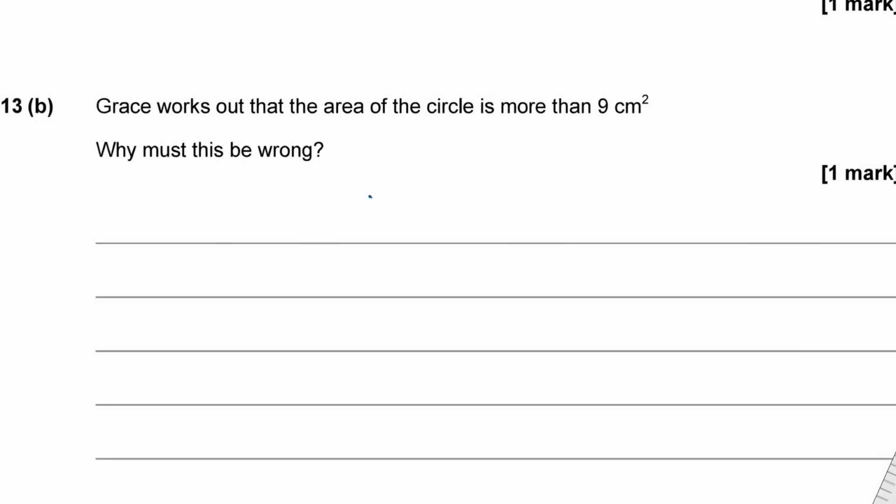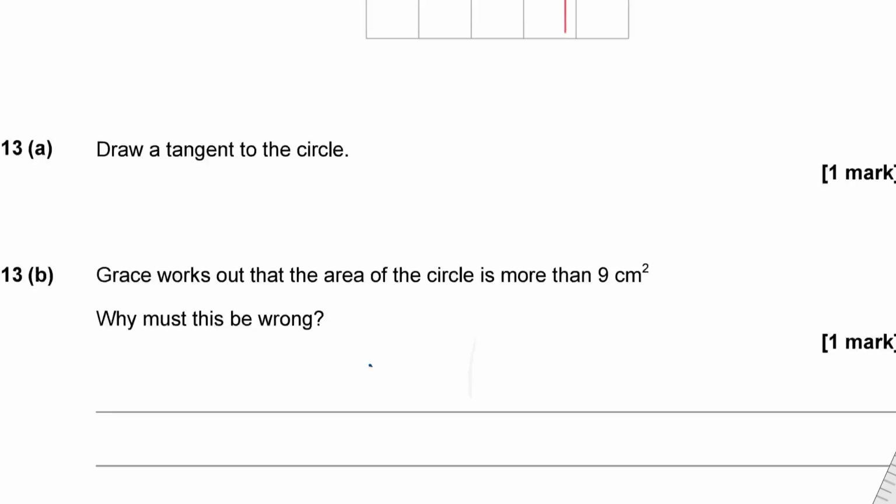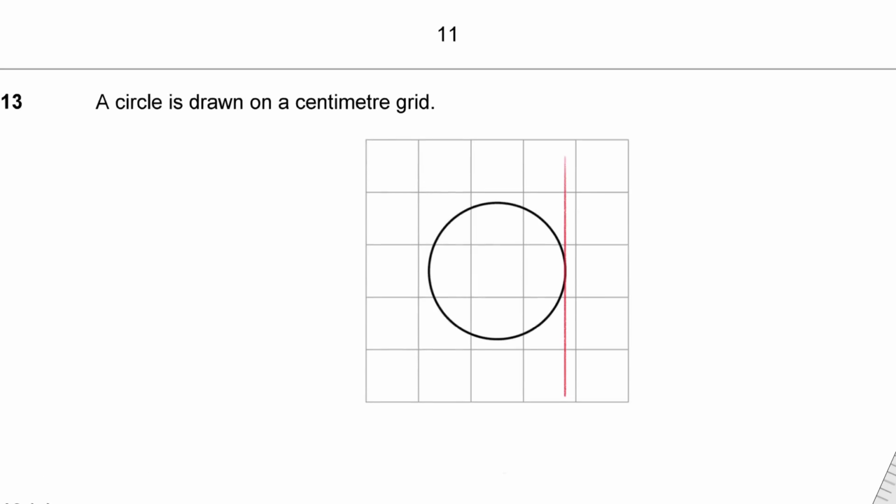Okay, part B says Grace works out the area of the circle. Grace works out that the area of the circle is more than 9 centimeters squared. Why must she be wrong? Well, let's have a look at that diagram.